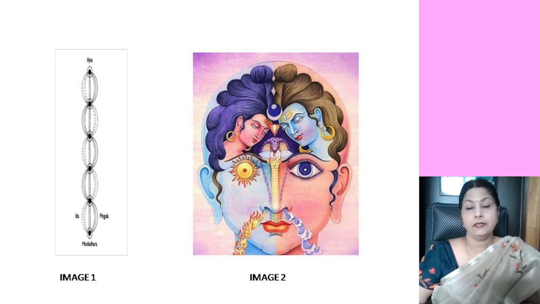In the second image, it beautifully portrays the changes that happen at the head level when these changes are happening internally. You can see the sun in one eye and the moon in the other eye.